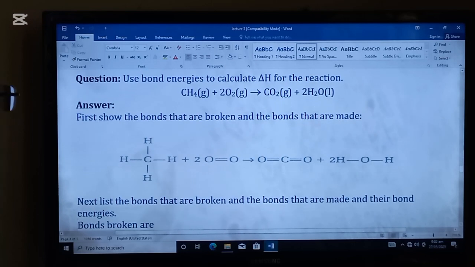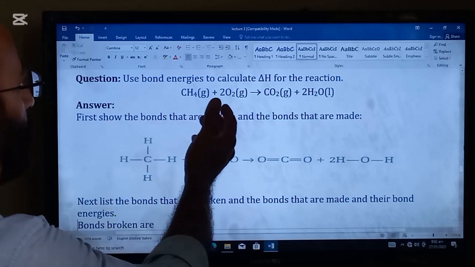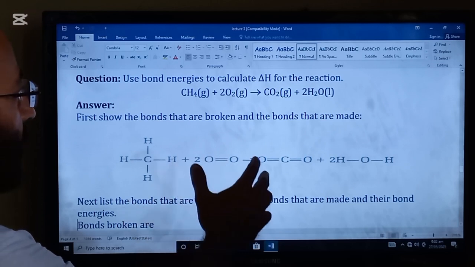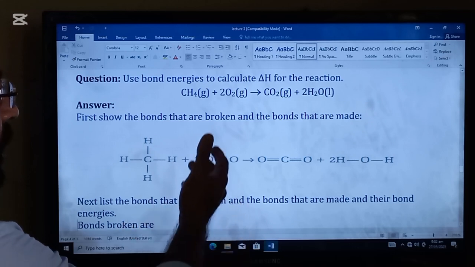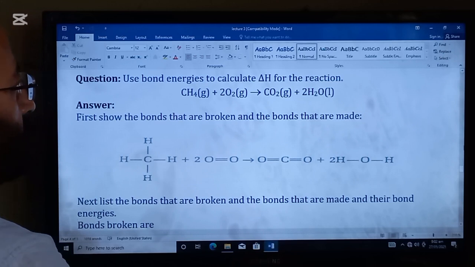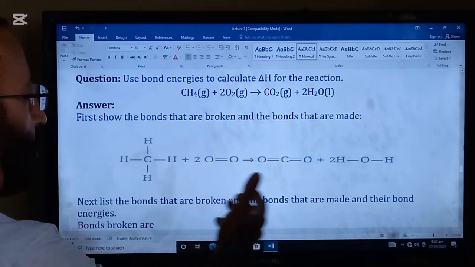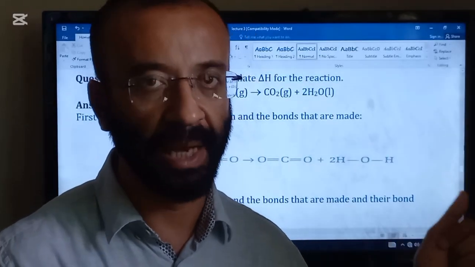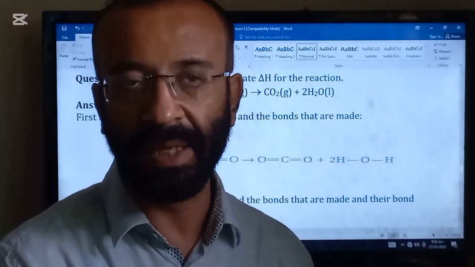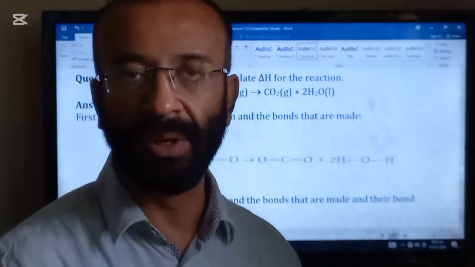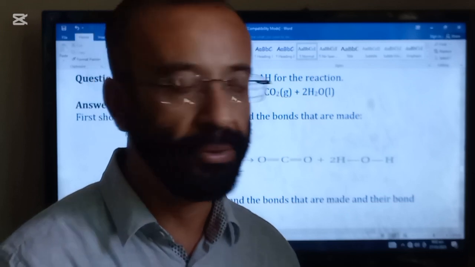And another question is here. Use bond energies to calculate delta H for the reaction. So here is another method to solve the question. Here is the molecular formula. First write the molecular formula into the structural formula. You can solve this question by the same previous method as well. That is the easy method. And here I'm telling you another method that is also a correct method. So it will be up to you which method you will use.